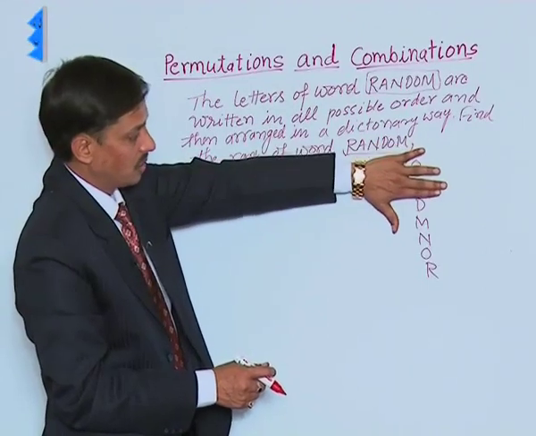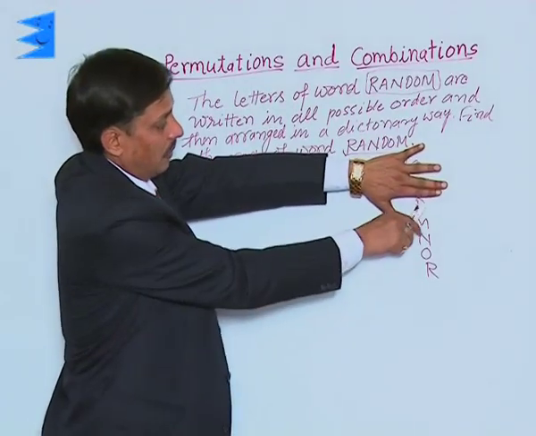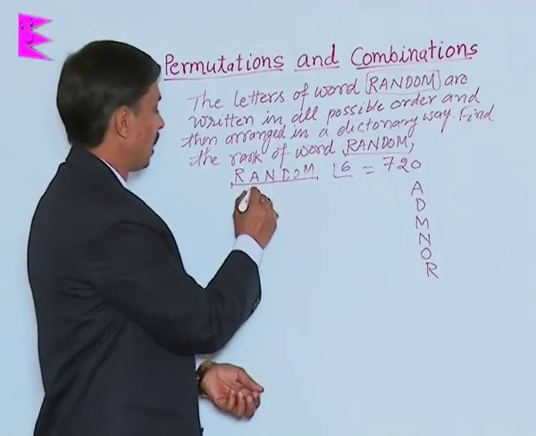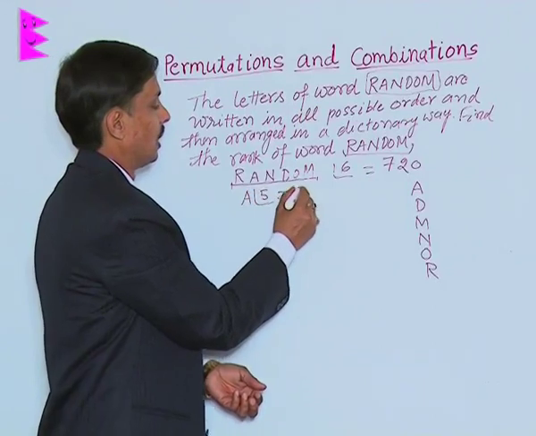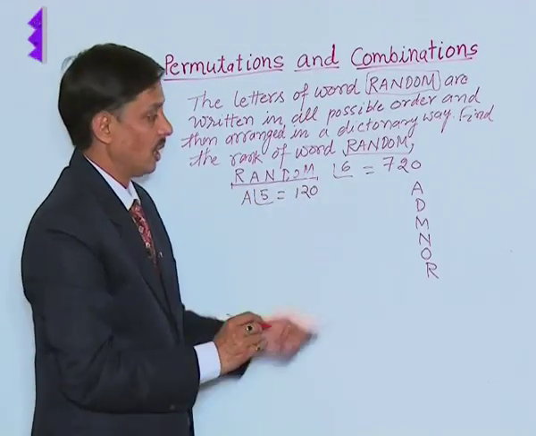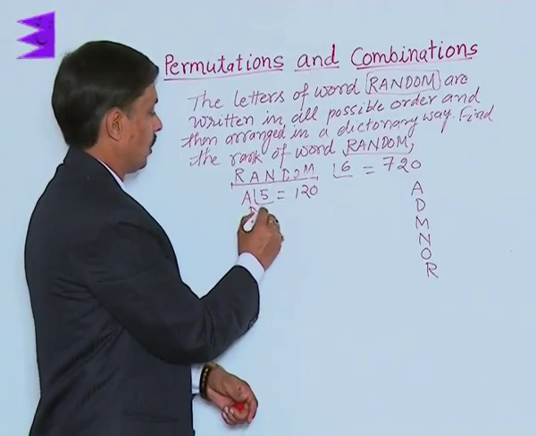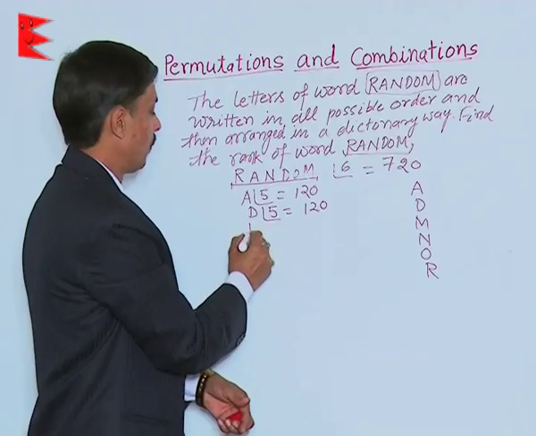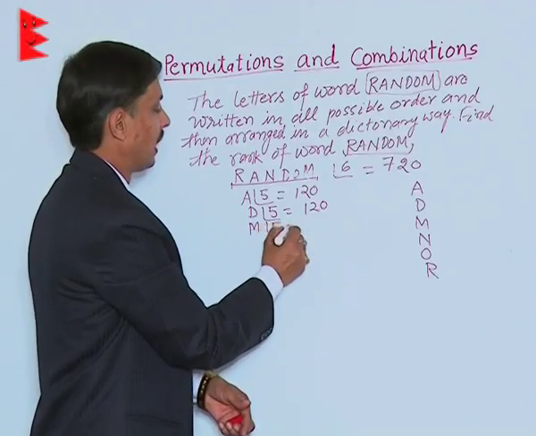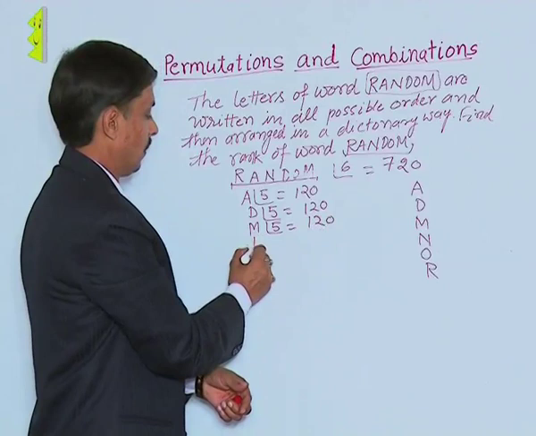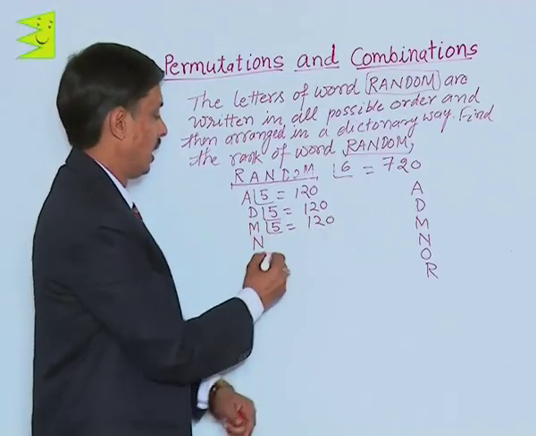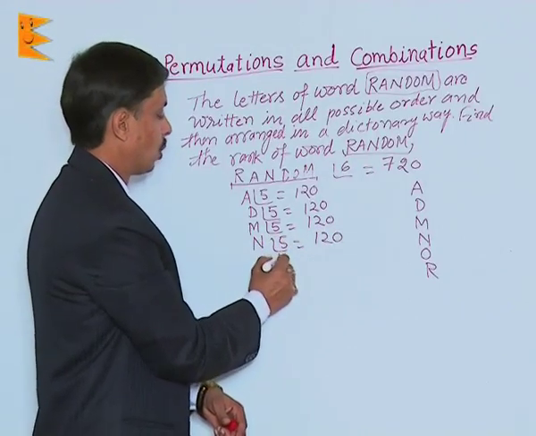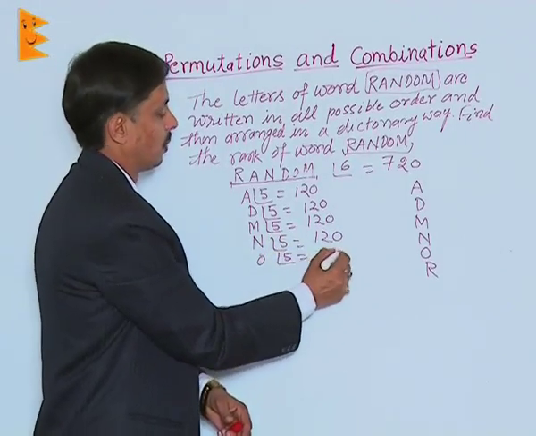If A is fixed, how many letters are left? 1, 2, 3, 4, 5. So this becomes factorial 5, which equals 120. Then we begin with D, then factorial 5, again 120. If we come to M, factorial 5, 120. Then beginning with N, factorial 5, 120. Then beginning with O, factorial 5, 120.